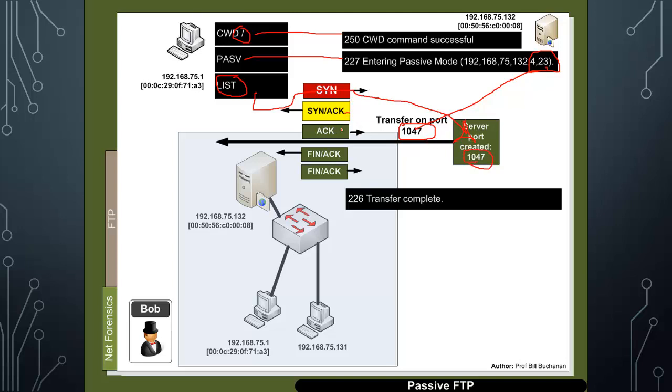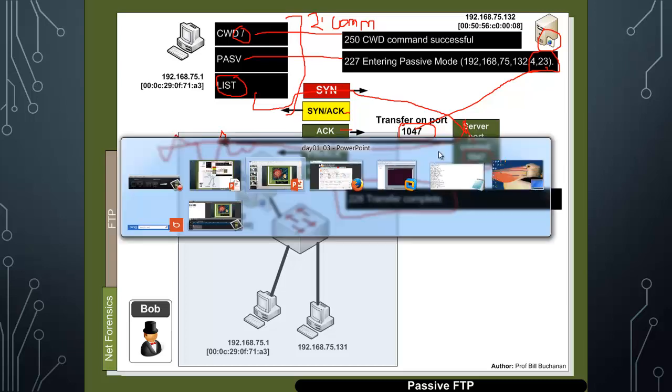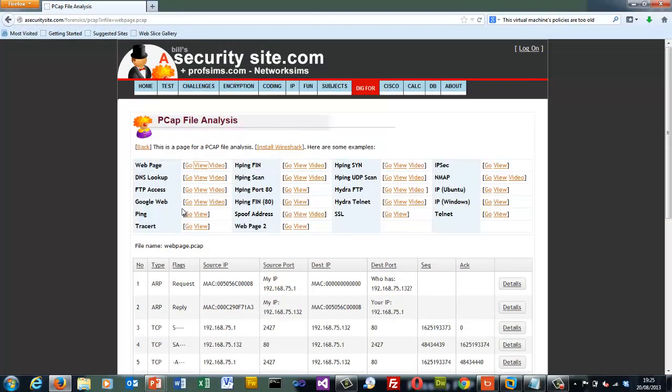We do the SYN, SYN-ACK and so on, and then the files are transferred on that port. In the end we get a 226 file transfer complete, and then the connection is broken. So we can see here that port 21 is only used for the commands. The actual file transfer happens through other ports on the server in a proactive way. Okay, so let's have a look at an example of FTP.